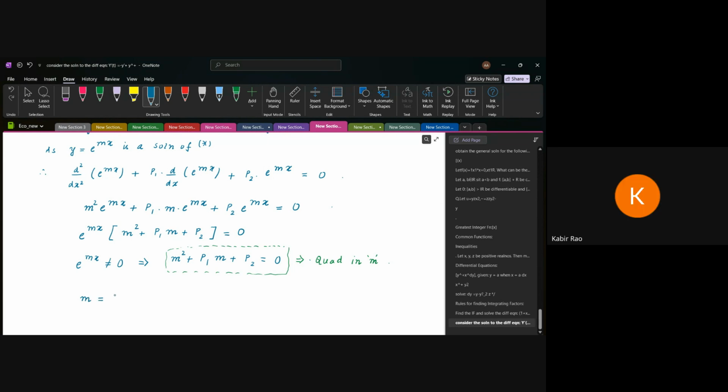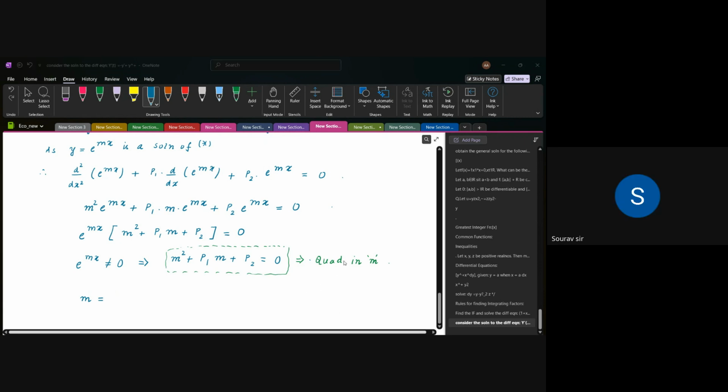We can use the quadratic formula. What is that? Minus p1 plus minus square root of p1 squared minus 4 p2, divided by 2. Correct. So from here you will get two possible values of m, and let's denote them by m1 and m2.